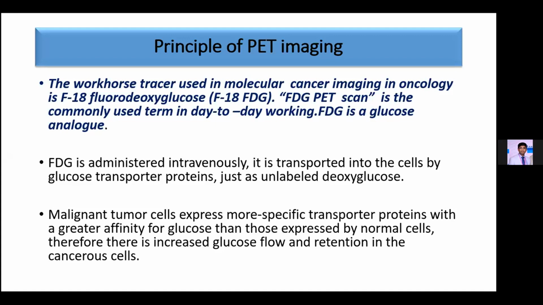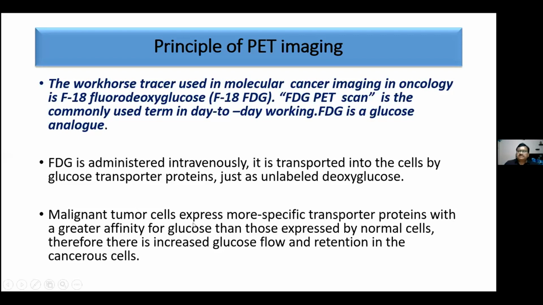Okay. So the workhorse tracer in molecular imaging, cancer imaging in oncology is F18 fluorodeoxyglucose, which we say as F18 FDG. FDG PET scan, or simply a PET scan, is the commonly used term in day-to-day working. So when you say a PET scan, it means an FDG PET-CT scan. And FDG is basically a glucose analog. When we give FDG, it is administered intravenously and is transported into the cells by glucose transporter proteins, just as unlabeled deoxyglucose in the body.